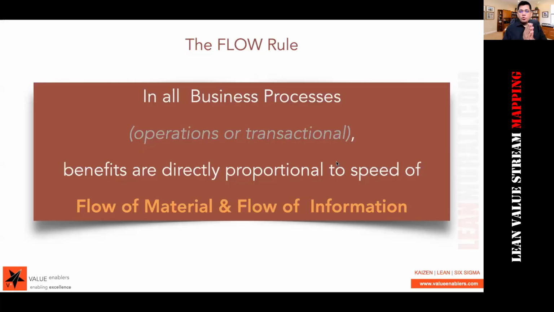I repeat, in this flow rule, we are saying in all business process, whether it is operational or transactional, the benefits are directly proportional to the speed of the flow of material and information. We all know material will not flow without information, and any flow takes a duration, that is the time. That's why you use the word speed here. So three things are used: the time, the material, and information. And these are the three things that we are going to put in the value stream map. The top portion in the value stream map is the information. The middle portion is the material flow. And the bottom portion is the timeline.